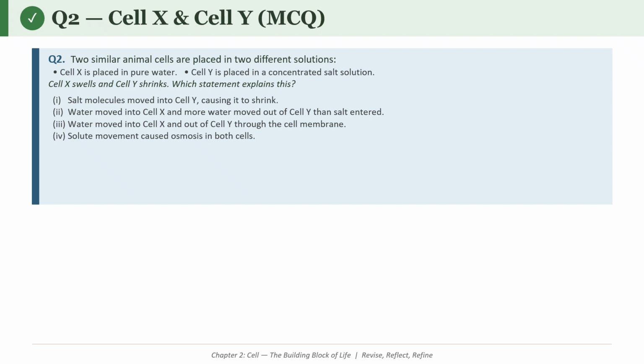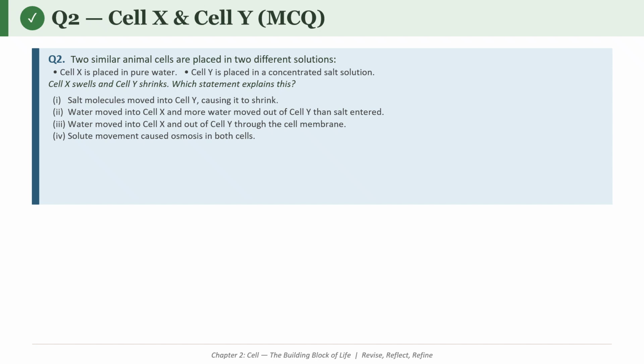Next is, two similar animal cells are placed in two different solutions. So cell X and cell Y. The cell X is placed in pure water and cell Y is placed in a concentrated salt solution. Cell X swells and cell Y shrinks. So here they have given some statements, and they are asking which statement explains this.